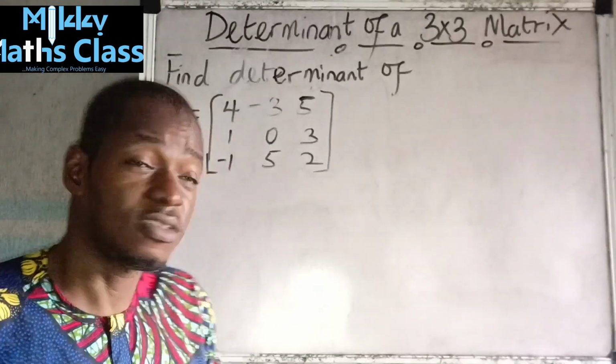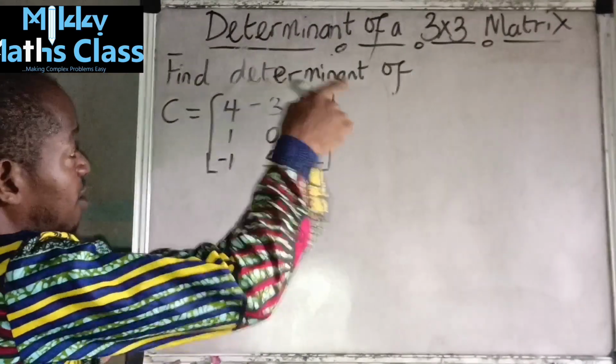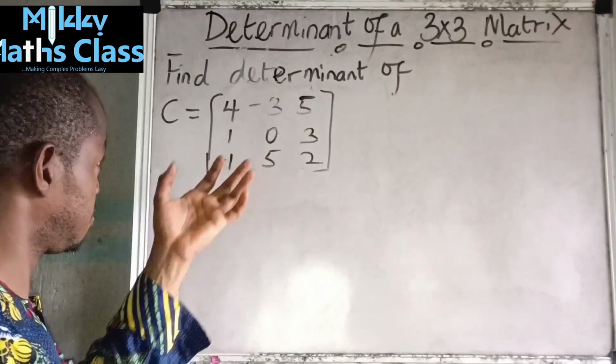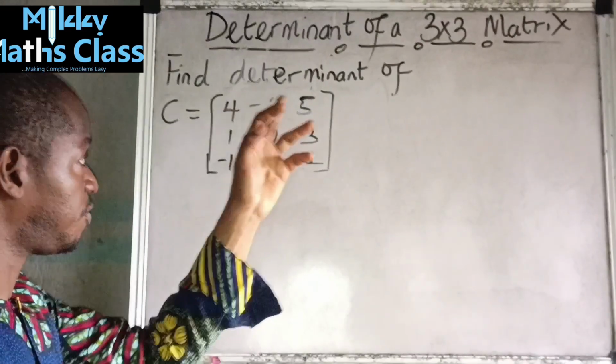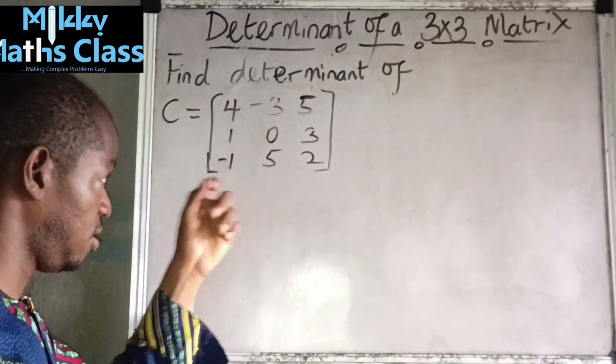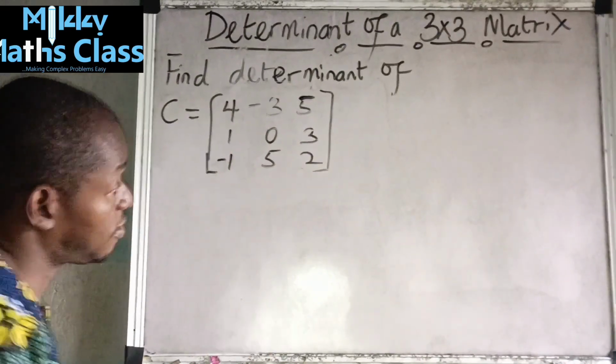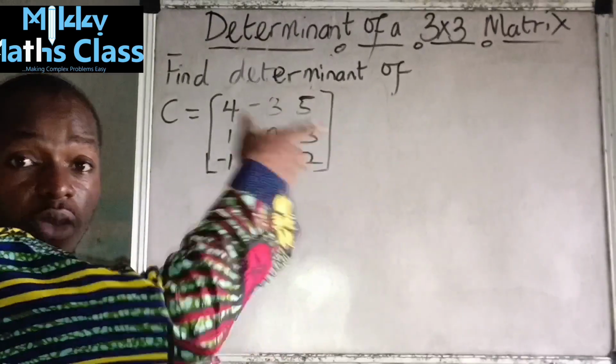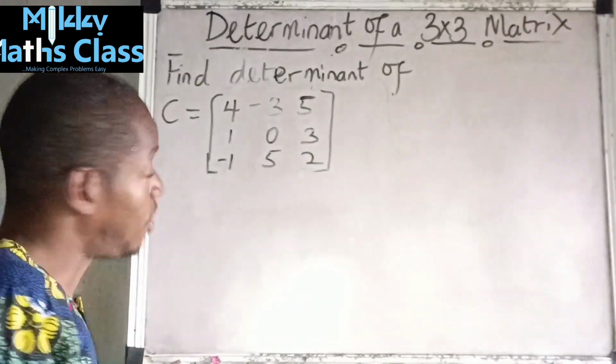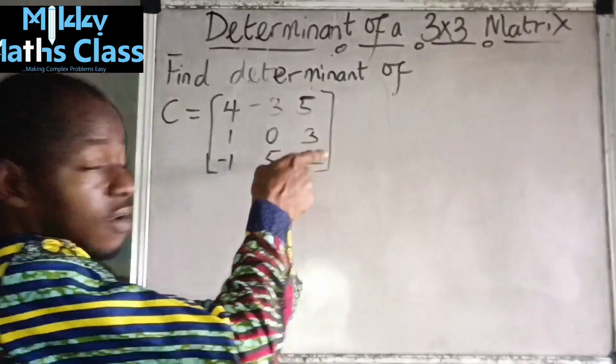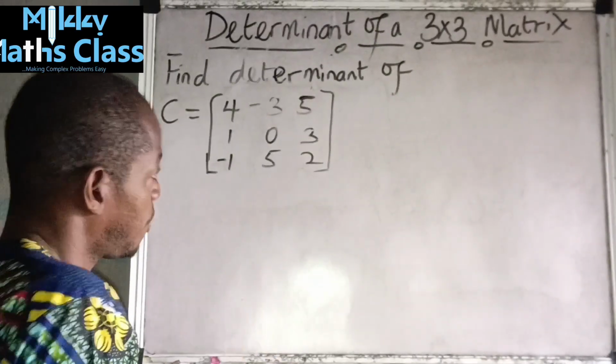All right, let's look at this third example. It says find the determinant of C equals this matrix: 4, negative 3, 5, 1, 0, 3, negative 1, 5, 2. In the first example, we looked at the first row. We used the first row to find the determinant. In the second one, we used the second row. Now, let's try out the third row.